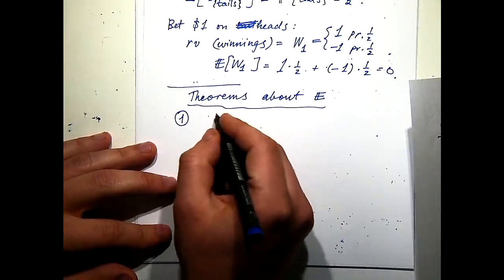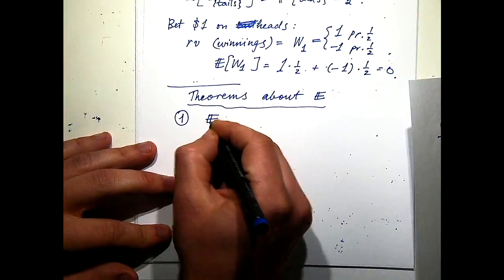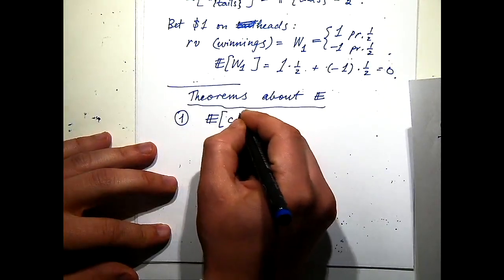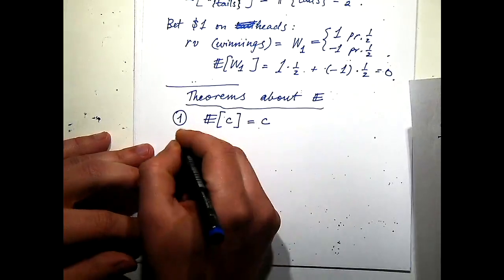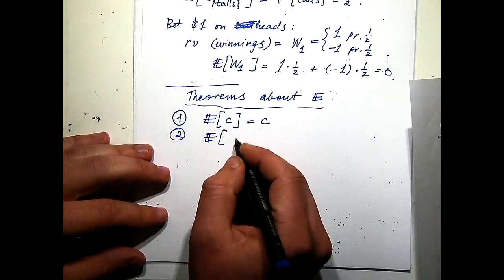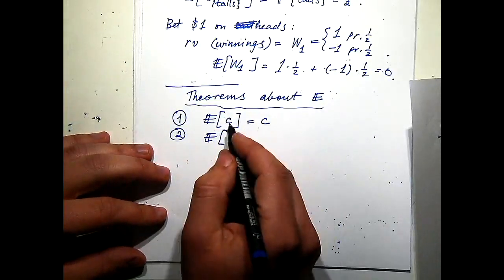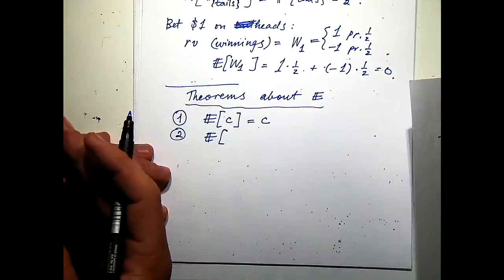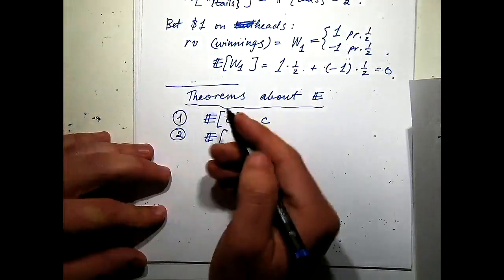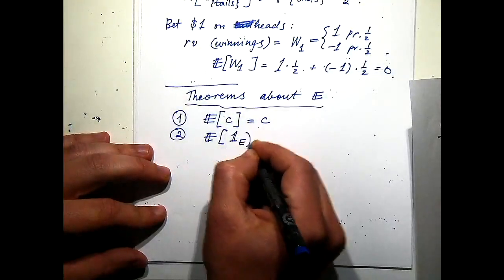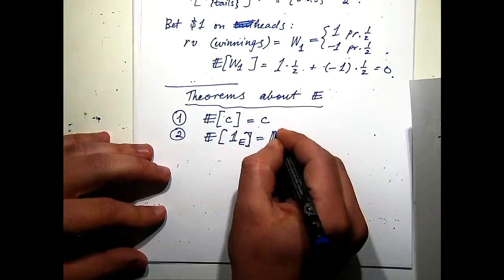and some of these will just be facts that we've already done. So the expected value of a constant is the constant. These will just be properties that you'll need to use all the time. So that constant, what does a constant mean as a random variable? It's the random variable that's always the same value. It's C with probability 1. Then the expected value of an indicator of an event, we already had this, but that's the probability of that event.